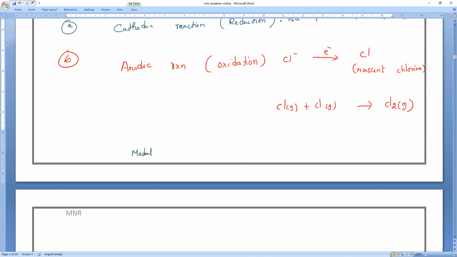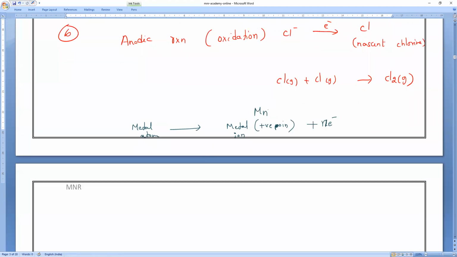Metal atom will convert into metal ion by loss of electrons or by gain of electrons? Metal ion, which is a positive ion, by loss of electrons. That is M minus ne gives Mn+, where the number of electrons is lost. Next, the same metal ion will convert into atom by loss or gain of electrons? By gain of electrons.